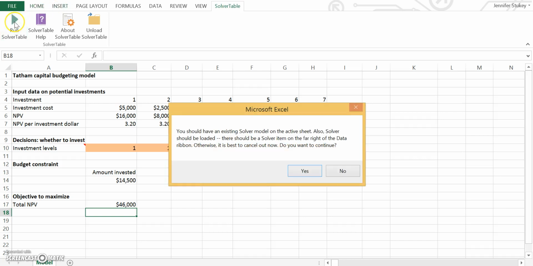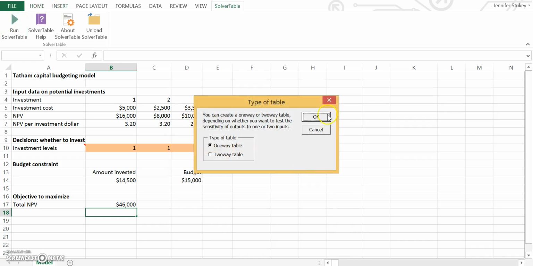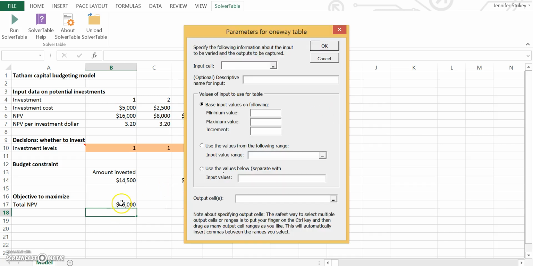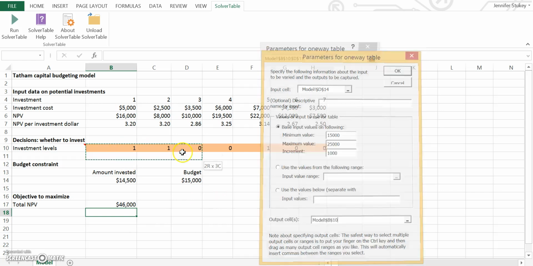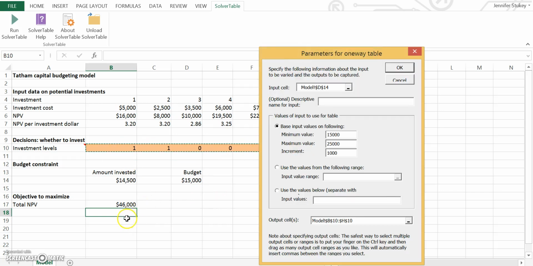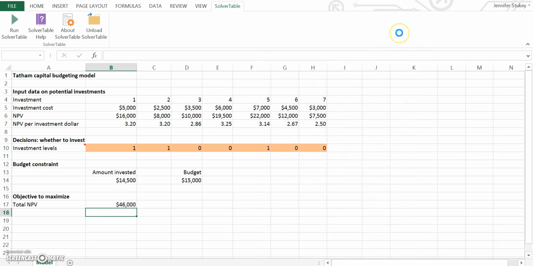So in this case, you are going to do a one-way solver table with an input cell of the budget. Okay, and let's look at varying our budget from $15,000 to $25,000 in increments of 1,000. And then for the output cells, you're going to select all of your decision variables plus your total net present value. Go ahead and press OK.